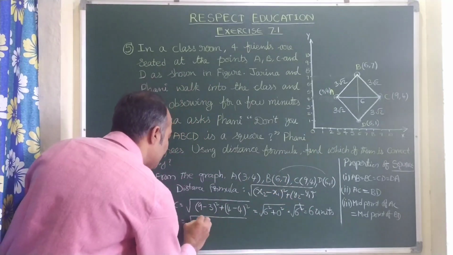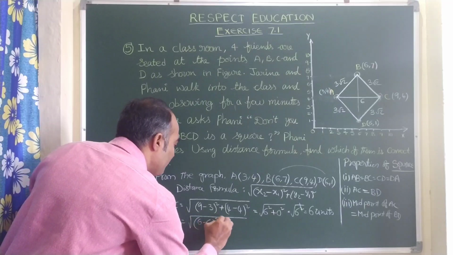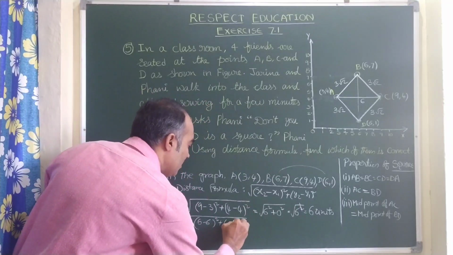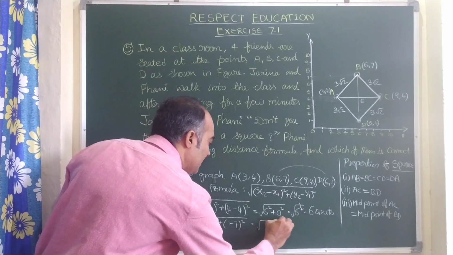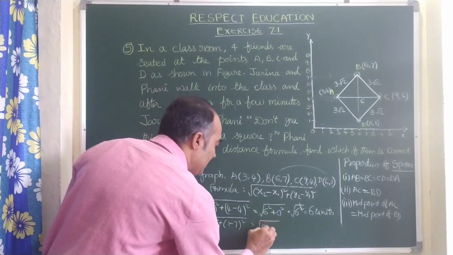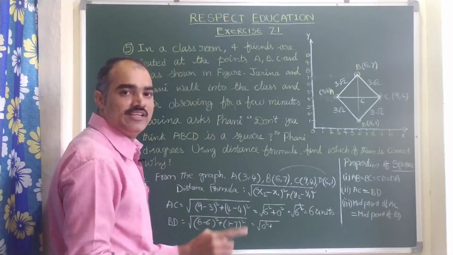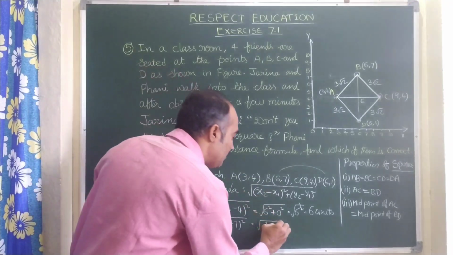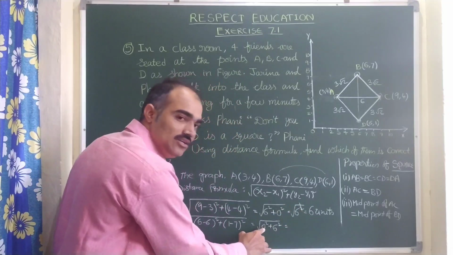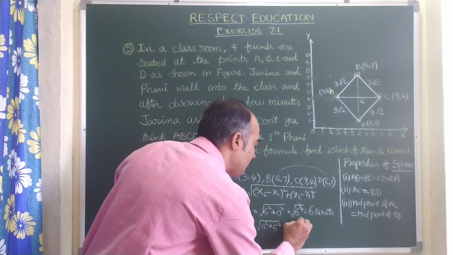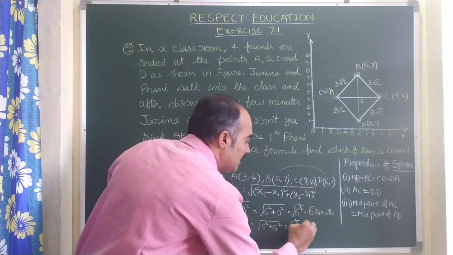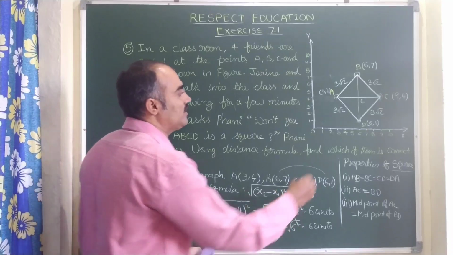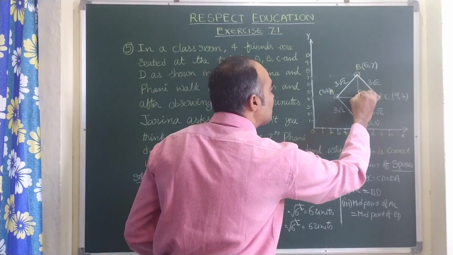(6 minus 6) whole square plus (1 minus 7) whole square. Here 6 minus 6 is 0, so 0 square plus 1 minus 7 is minus 6. Minus 6 whole square can also be written as 6 square. Again as usual, 0 square is 0, and 0 plus 6 square is 6 square. Under root, the square and root get cancelled. So here we get BD is also 6 units. B to D, this value is also 6 units.